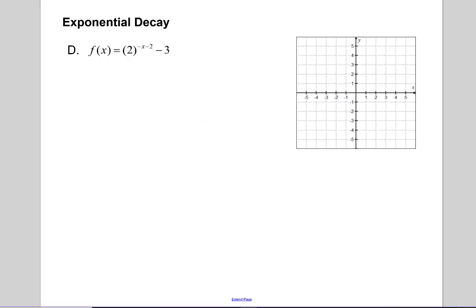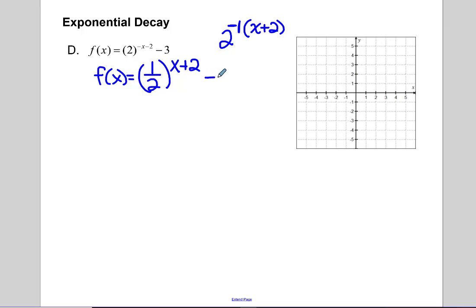Okay, so this one is going to be exponential decay. You have to take care of that negative. So this is going to be f of x, and we could say this is 2 to the negative (x plus 2) power. So that negative here is going to cause this to be 1/2, and then that's going to make x plus 2 and minus 3.